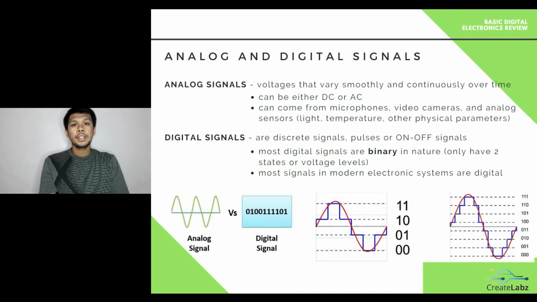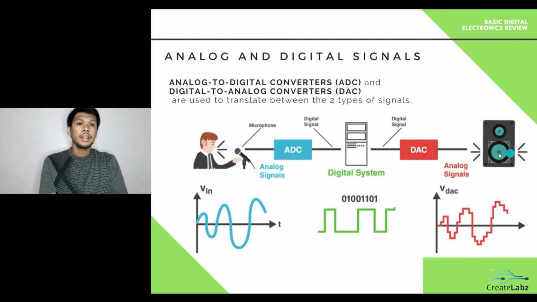Since our physical world is analog, but our electronics are digital, we need to convert analog to digital and then from digital back to analog. We need analog to digital converters, ADC, and digital to analog converters, or DAC.